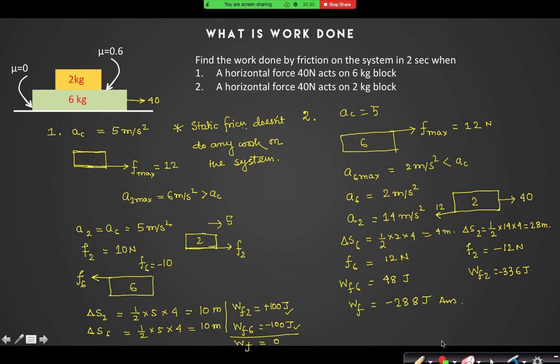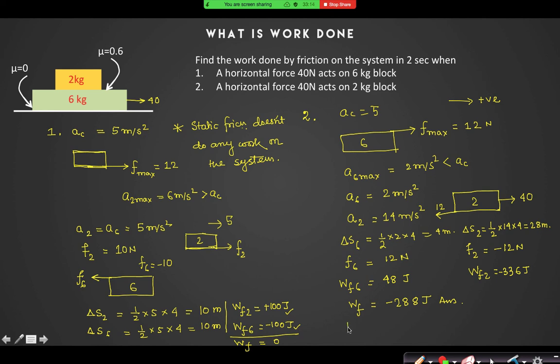So we are considering the direction of motion as positive. In this direction I have taken positive and the opposite direction negative. Even if you take the reverse direction, you will find the same answer. When both force and displacement are in the same direction, the work done is positive. So from here you can conclude one more thing, that work done by kinetic friction on the system is always negative.